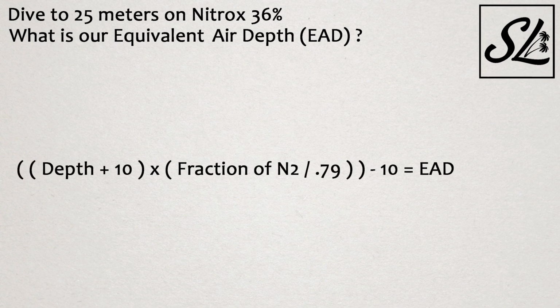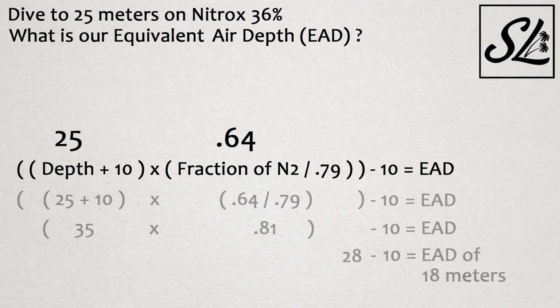So the first factor we'll have to input is our depth, which we've already decided on as 25 meters. Next, we'll have to find the fraction of nitrogen, or percent nitrogen, in Nitrox 36. This can be found easily by taking our percent oxygen, 36%, and subtracting it from 100, giving us 64%, which we will input into our equation as a decimal. This will be divided by 0.79, which we should remember as the percent of nitrogen in air.